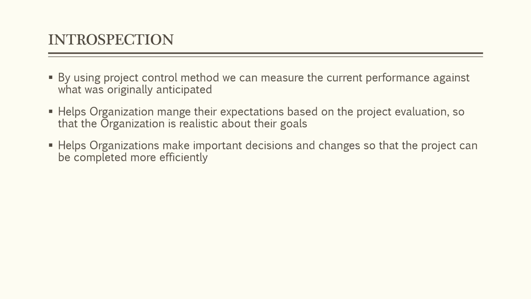By using the project control method, we can measure the current performance towards the completion of the project by comparing it against what was initially anticipated. It gives organizations an overview of the progress so that organizations can manage their expectations for the project to set more realistic and achievable goals. The project control method also helps organizations make important decisions and changes based on the current progress of the project.